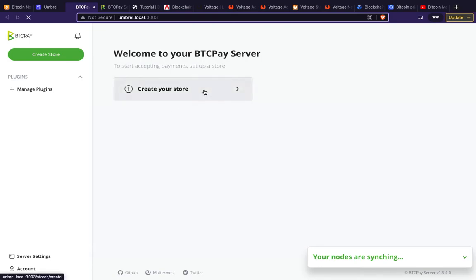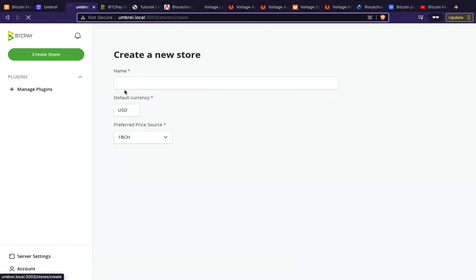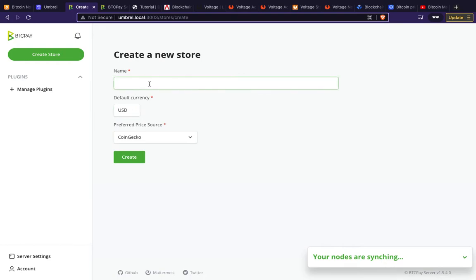You can create a store, like over here. You put the store name, and then let's say PieCover, just to prove something to you, guys. Bitcoin for the people.